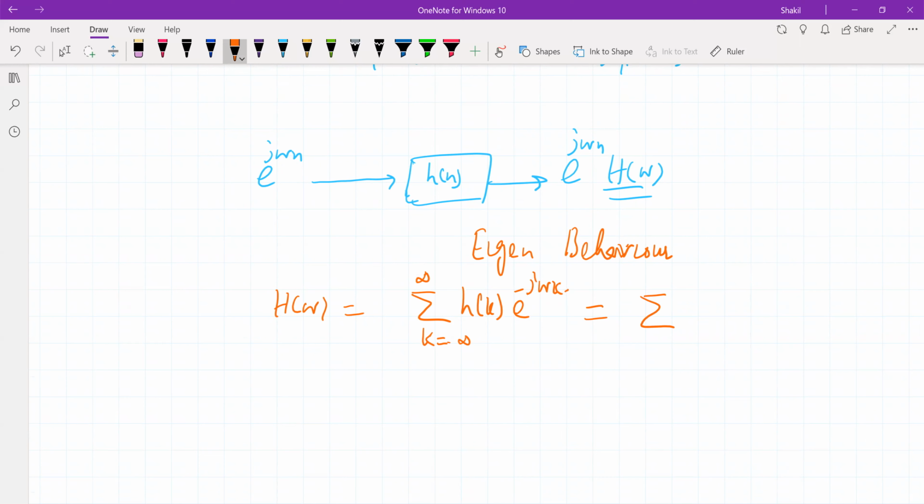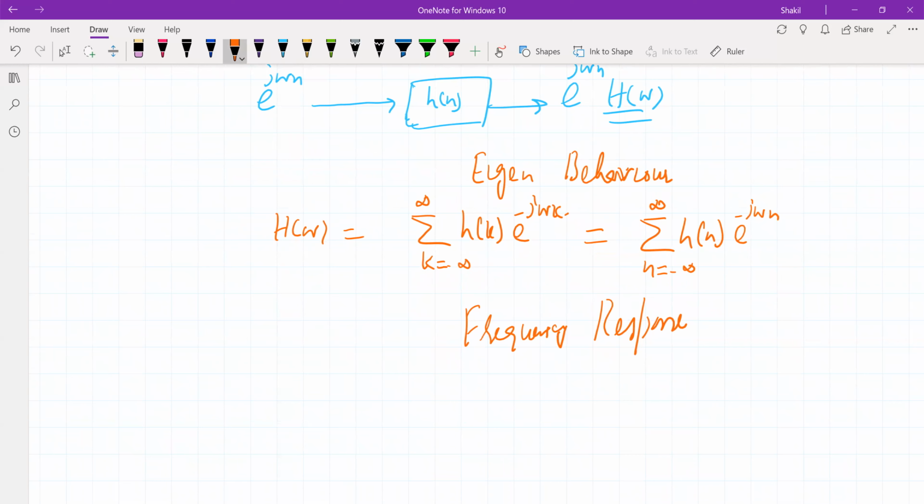And you can also write it this way. Don't get confused; it is one and the same thing. So this is the frequency response of the system whose impulse response is h of n. This is also referred to as the discrete time Fourier transform of h of n.